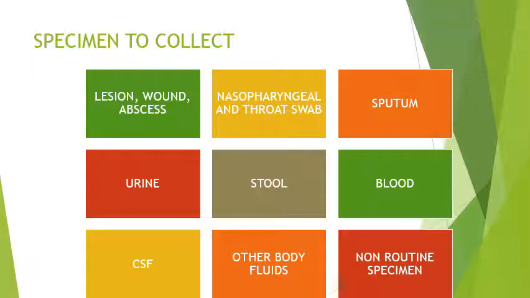Next, what are the specimens you need to collect inside the bacteriology laboratory? Lesions, wounds, and abscesses, nasopharyngeal or throat swab, sputum samples, urine, stool, blood, CSF, other body fluids, and non-routine specimens are collected for bacteriology culture. You collect them to do Gram staining or bacterial culture.